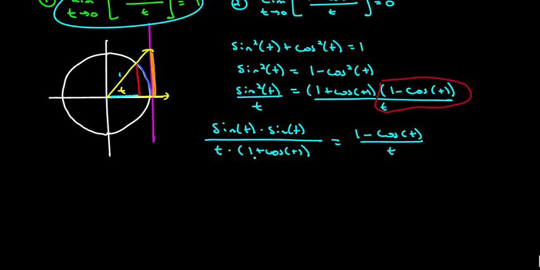So if these two guys are equal to each other, their limits should be the same. So let's take the limit of this left guy.